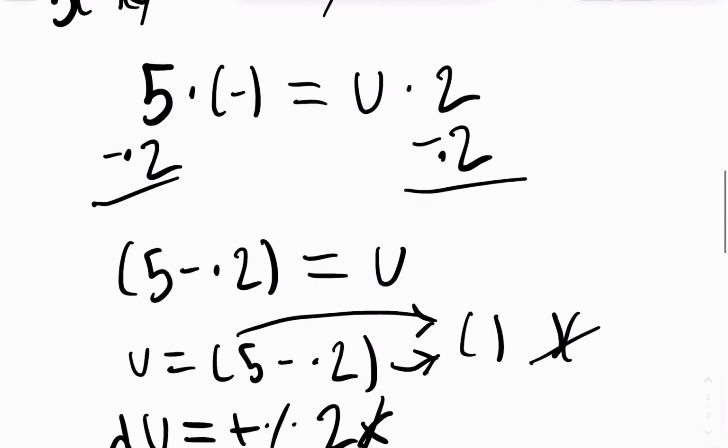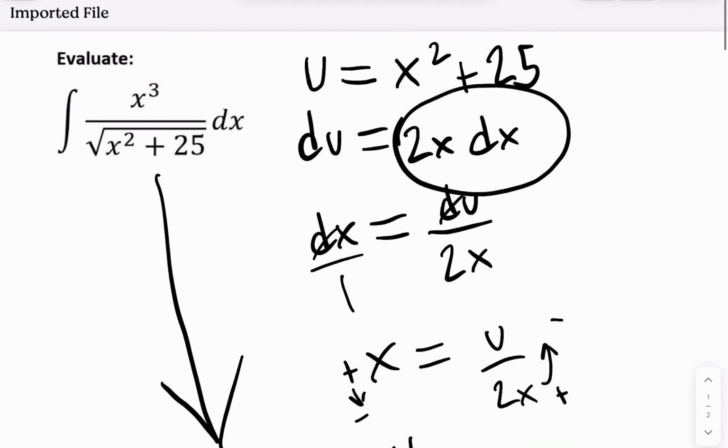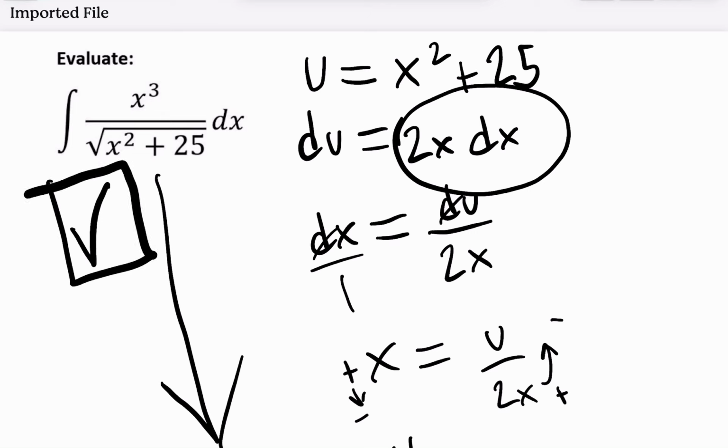So now let's compare that with our original value. Du equals 2x dx. And I mean, yep, that looks right. So if you were to evaluate the integral of x cubed over the radical of x squared plus 25 dx, you would get true. The equation is true for taking its integral.